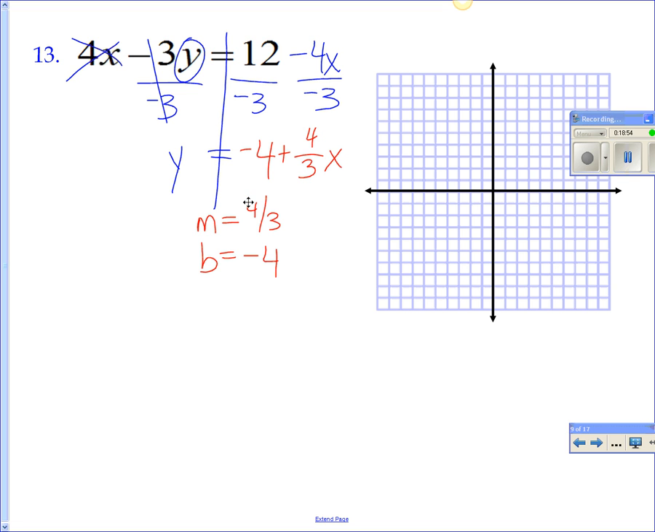All right, Blake, which one of these goes on the graph first? Good. All right, Ashley C., what do I do from the negative 4? What does this tell me to do? Very good.